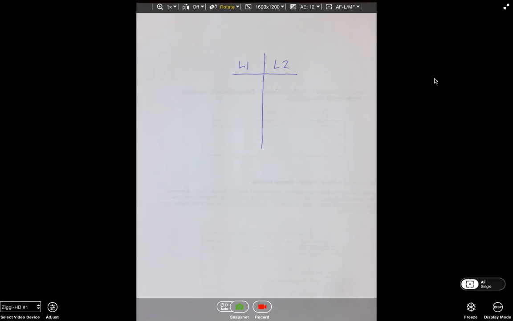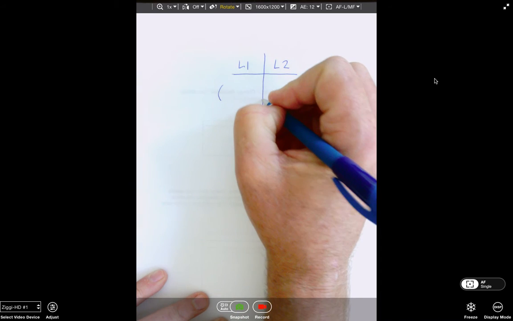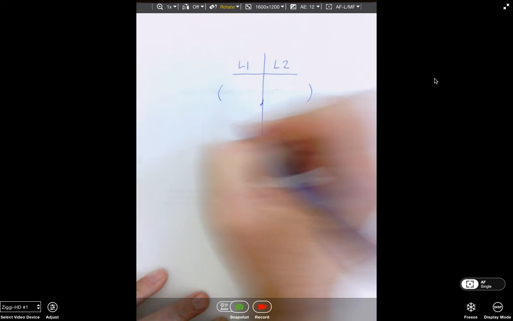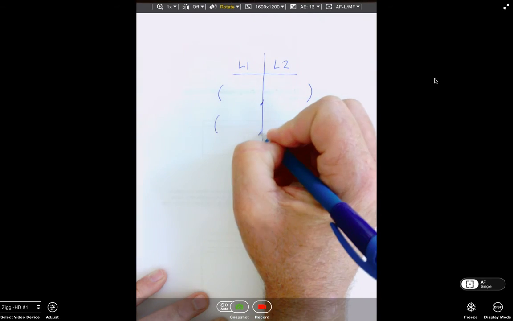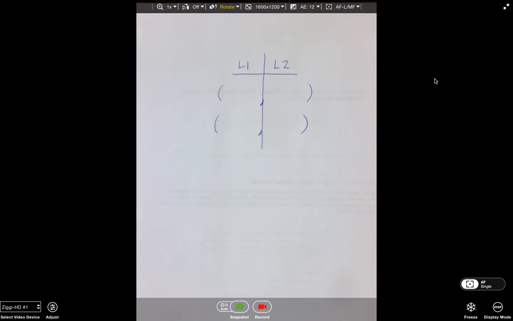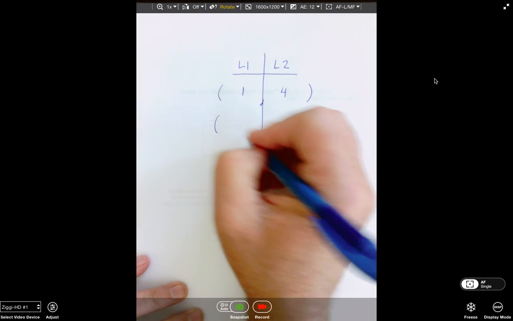But some people just can't, or for some reason, just can't be successful with it for every problem. So what we can do is think of our points: 1, 4, negative 2, 13.